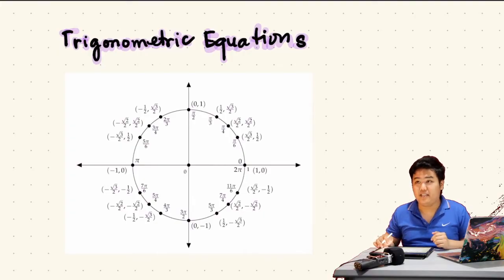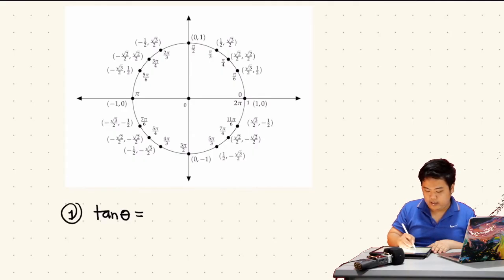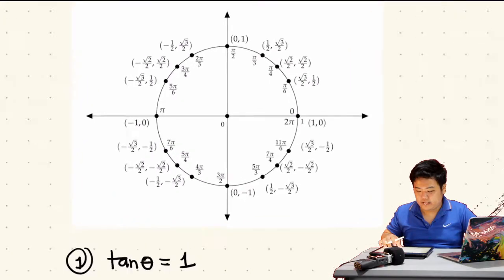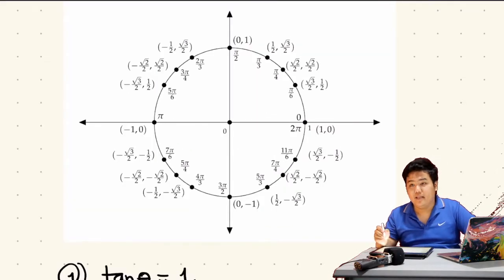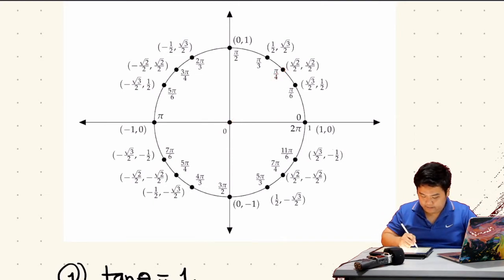So, for our first example, let's say, we want to solve for theta in, ang kapal. Let's say, tangent theta is equal to 1. So, find all theta satisfying this equation. So, babalikan natin yung unit circle natin. Sino ba dyan ang may tangent na equal to 1? Diba si pi over 4? So, theta can be pi over 4.